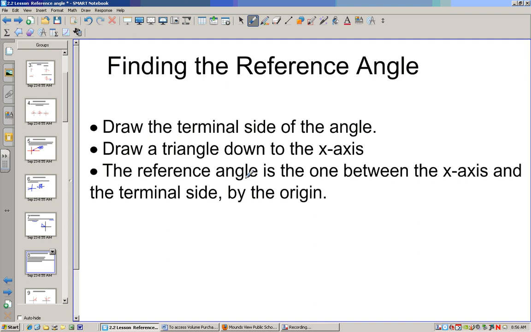Now, finding the reference angle, we draw the terminal side of the angle, then we draw a triangle down to the x-axis, just like how we just did, and then the reference angle is the angle between the x-axis and the terminal side.